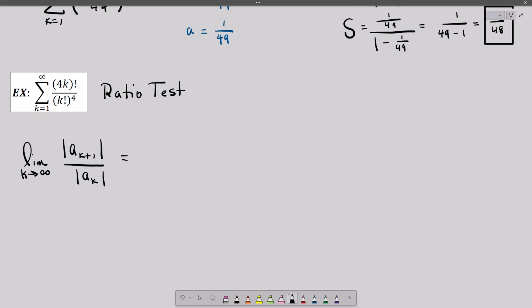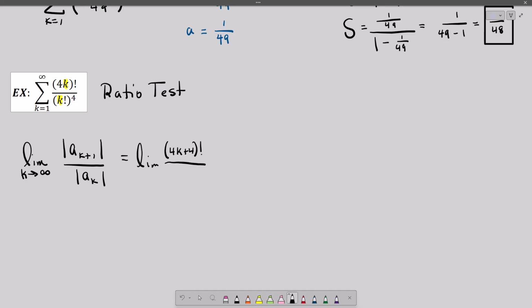So let's go ahead and use a ratio test here. So we're going to find a sub k plus 1. We have to replace each of the k's that we see in here with k plus 1. So when we go to the numerator, what will that be over here? When we plug in a k plus 1 here, what will we end up with? 4k plus 4. 4k plus 4 factorial.